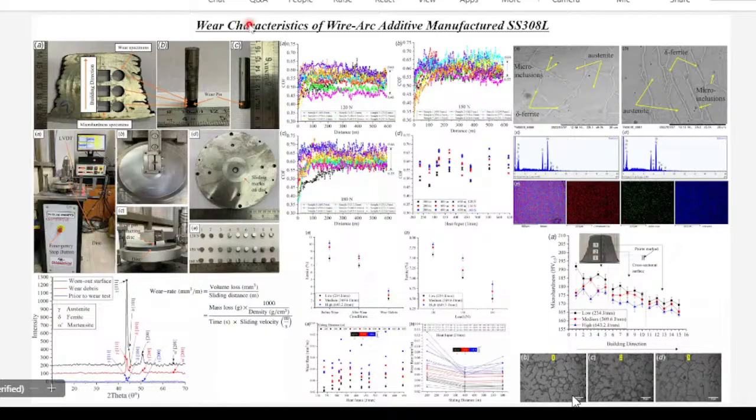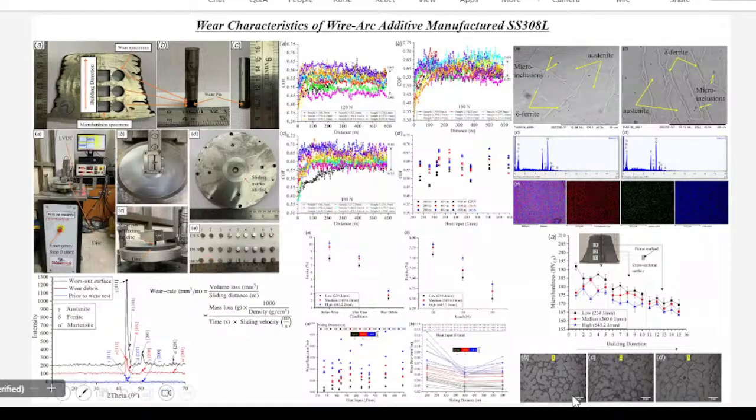So this is the next paper, on wear characteristics of wire arc additive manufacturing. We used a pin-on-disk machine, and we extracted three pins out of the components. We have multiple components, 27 pins in total. I have made them, and then we have checked them.